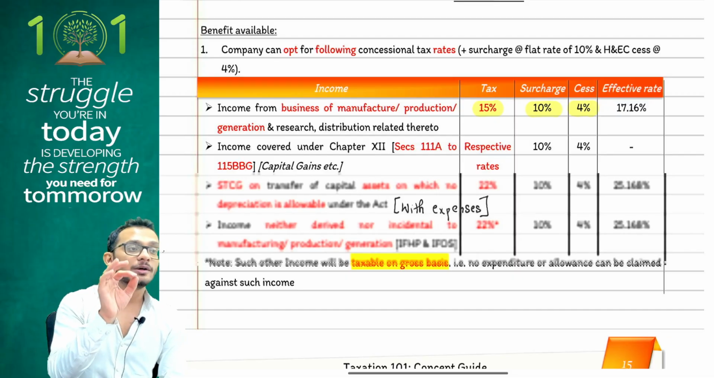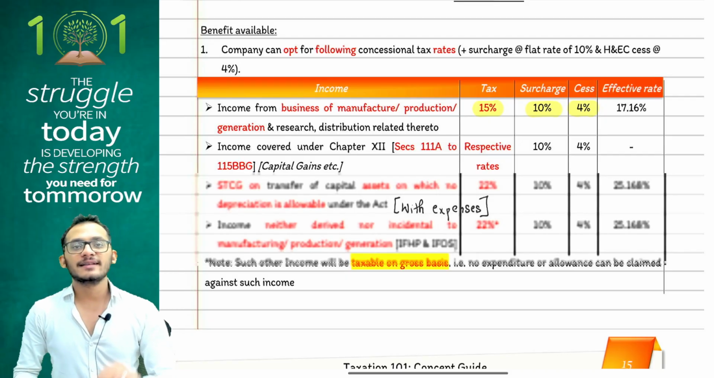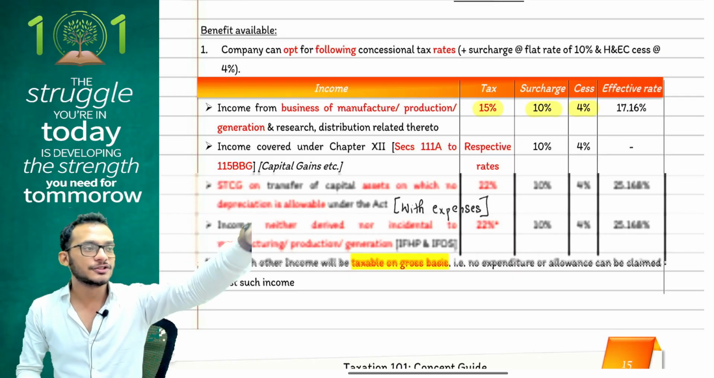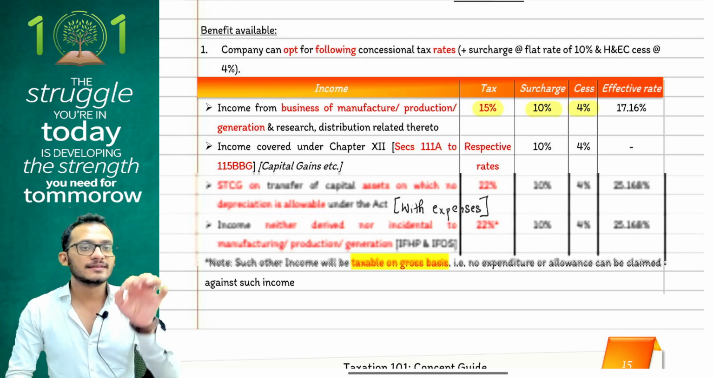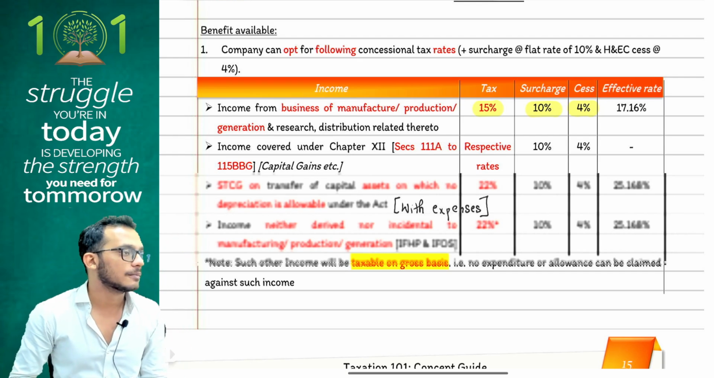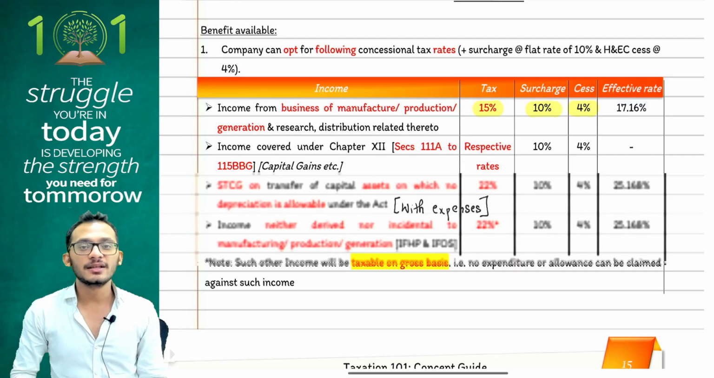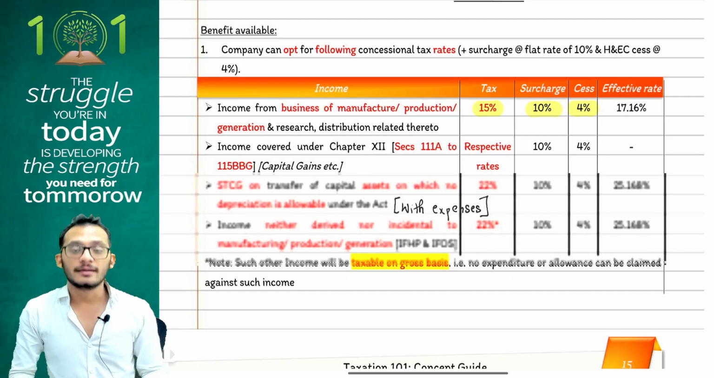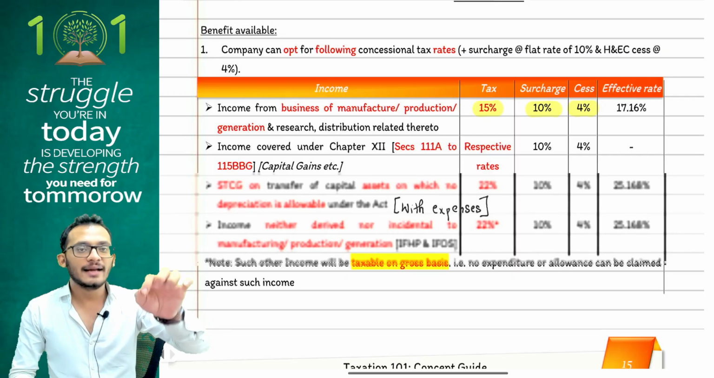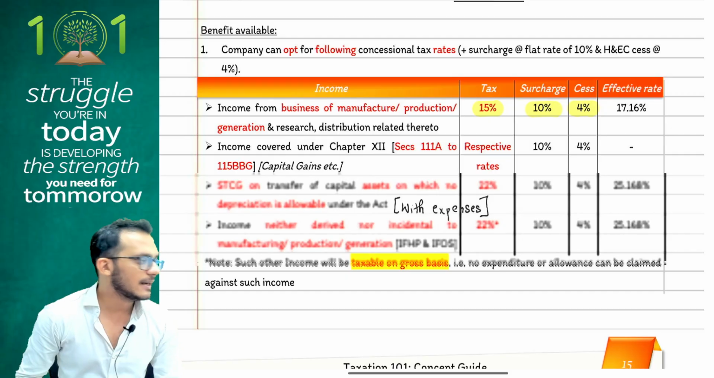But if you are going to have STCG others, income tax says, tell me, are you claiming depreciation or not? If you're claiming depreciation, the asset is related to business, therefore 17.16. If you are not claiming depreciation, the asset is not related to business, 25.168. But for STCG, you can claim expenses. That is the condition.